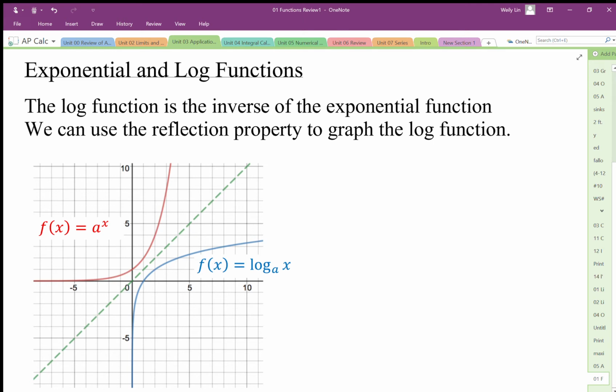Okay, so log and exponential functions, these are inverse functions of each other. So you can see that the exponential function has a horizontal asymptote at 0. The log function has a vertical asymptote at 0, and they're just mirror images of each other.